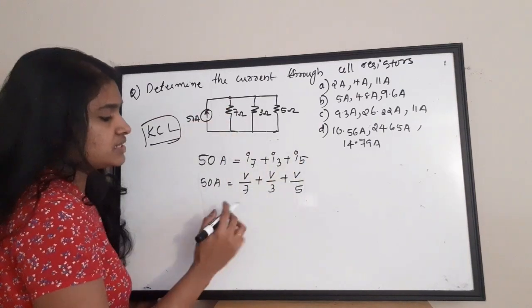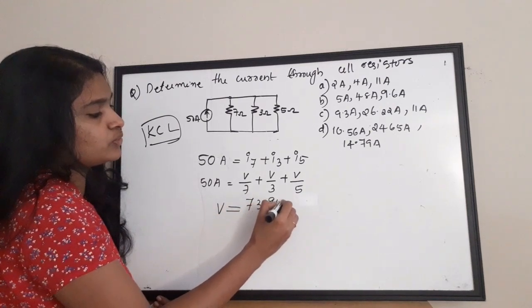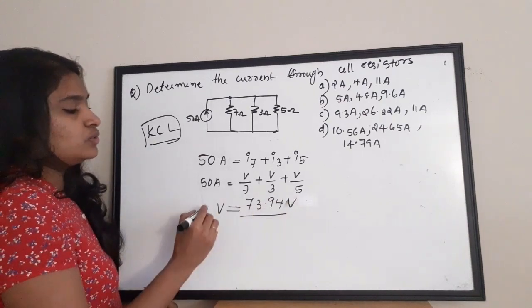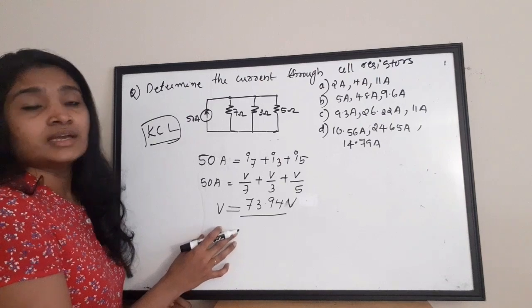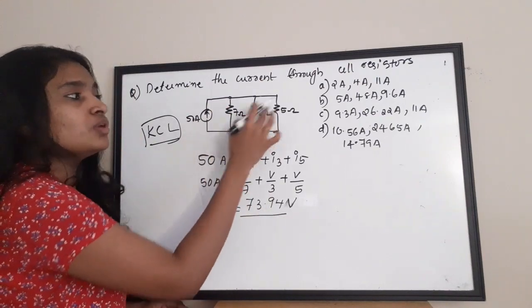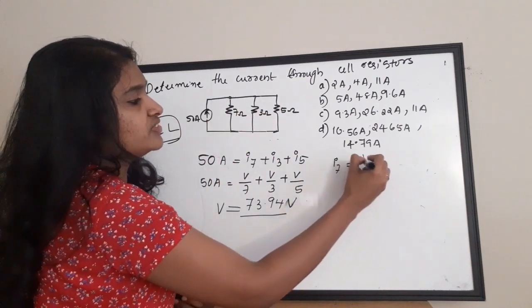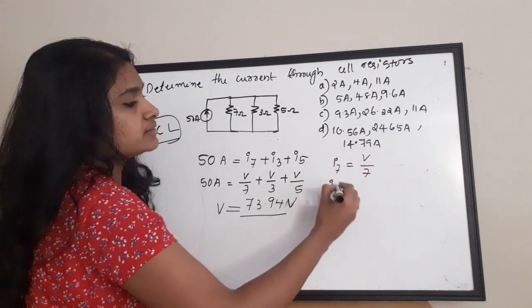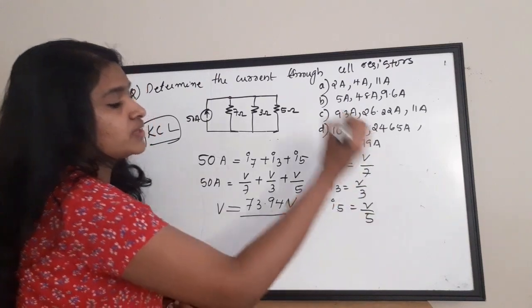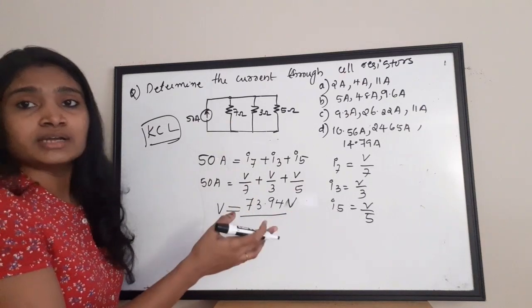Now if you solve this, the value of V is obtained as 73.94 volt. Sorry, volt is the unit of voltage. If you have this voltage, you can find the value of current through all the resistors, right? Because we know that the current I7 is equal to V by 7, I3 equal to V by 3, and I5 equal to V by 5. So substitute the value of V in these equations and we can find the value of current.